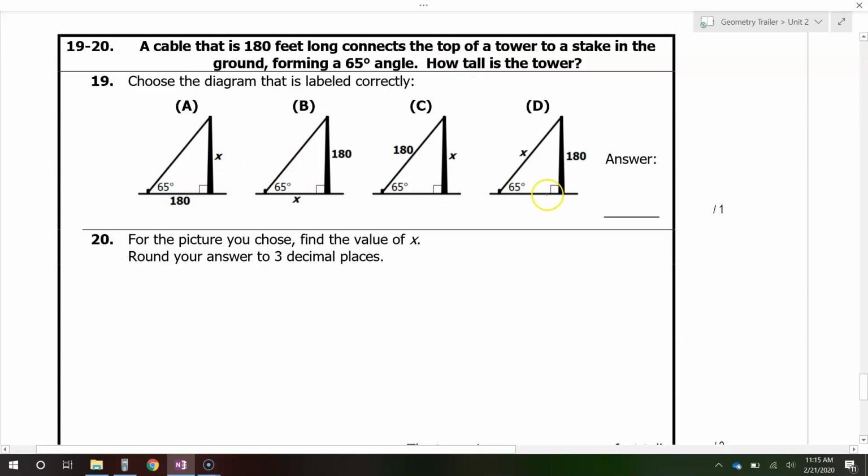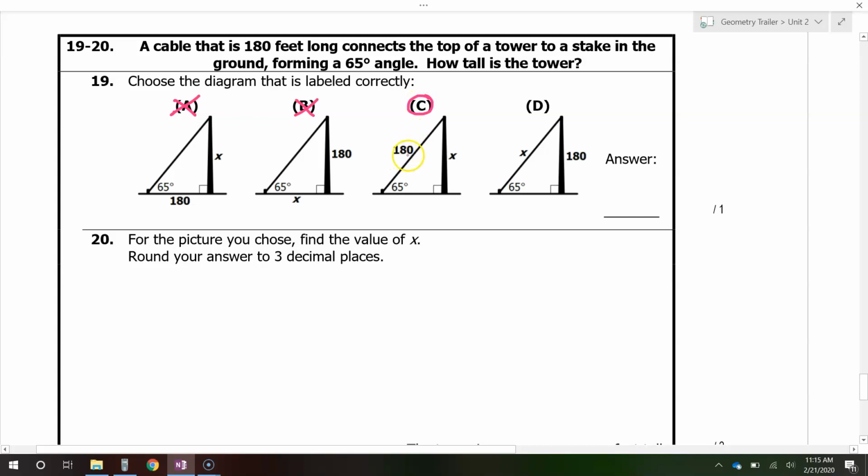All of the angles are in the right position, so I don't have to worry about that. The cable is 180 feet long. So clearly this is the cable right here. So this 180 is in the wrong place, so it's not going to be this one. This 180 is not where the cable is, so that's not going to be it either. It's going to be C.